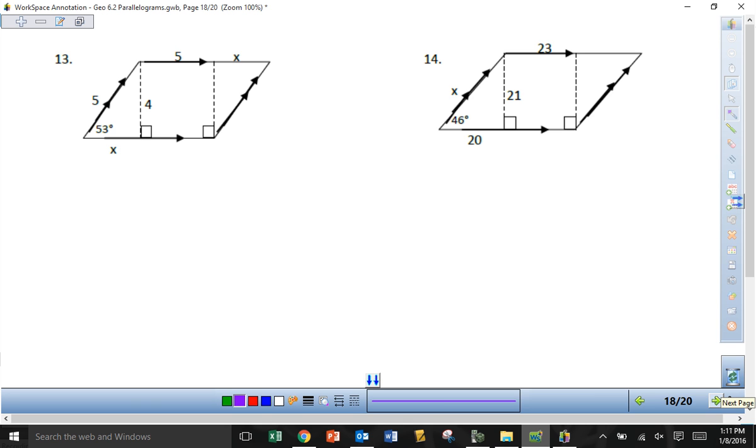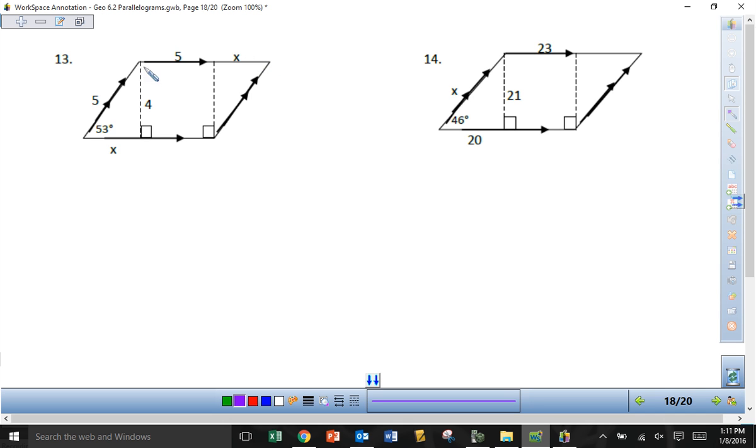Okay, let's check out 13 here. We've got a lot more missing pieces here. Notice what we have added in here that we haven't talked about yet is this dotted line that's going here. If you notice this dotted line, it's going from the top of your parallelogram to the bottom.